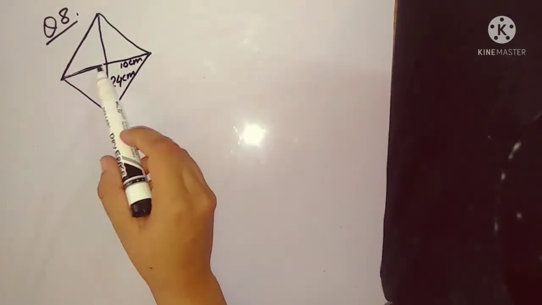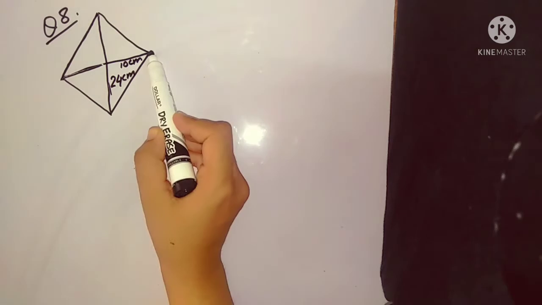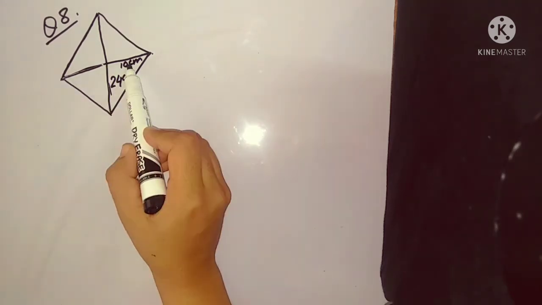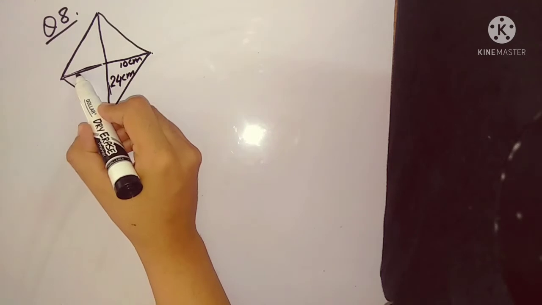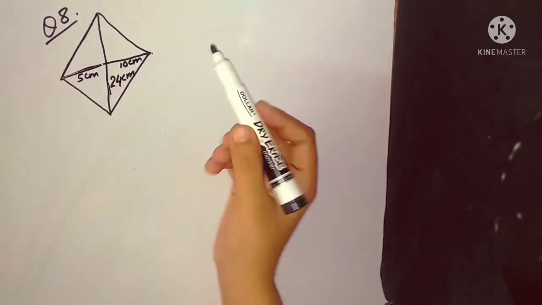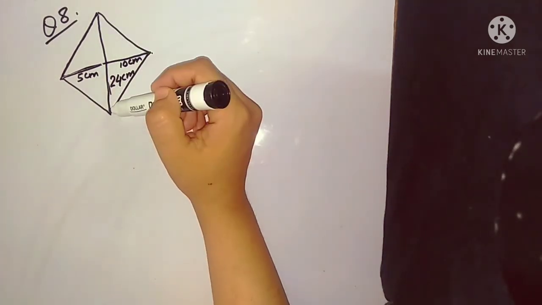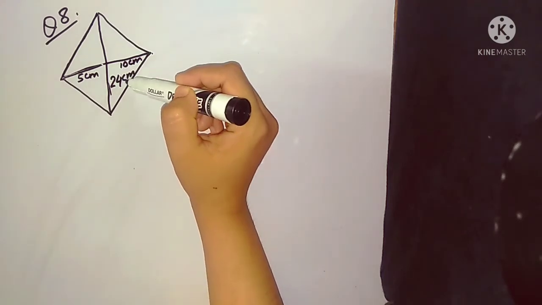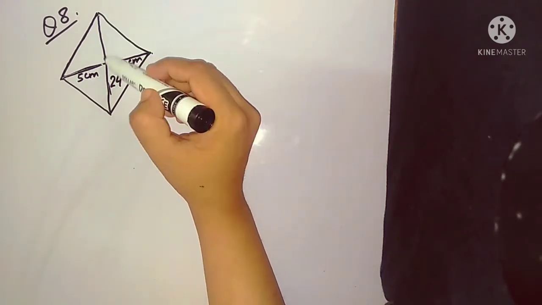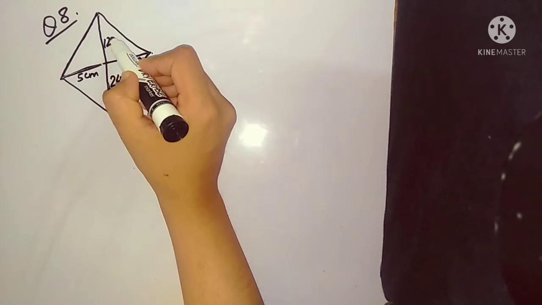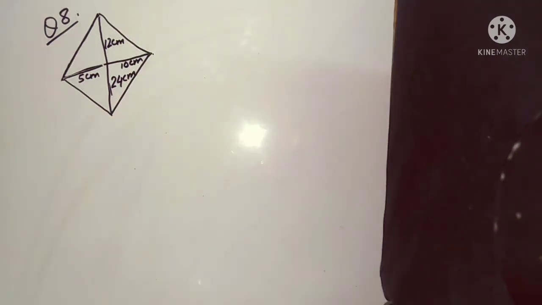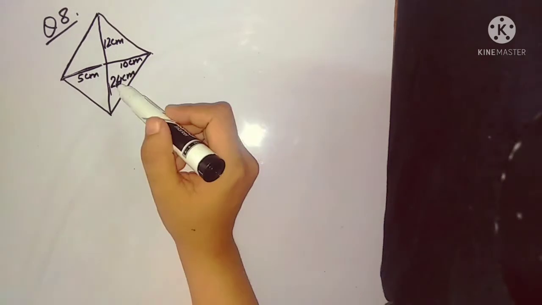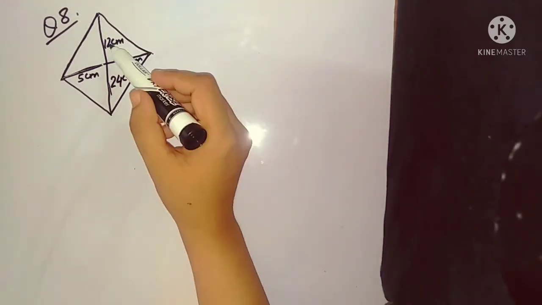Now what is the base? As you can see, the length from here till here is 10. So it means that the length from here till here will be half of 10, so it will be 5 centimeter. And you know that the length from here till here is 24 centimeters, so the length from here till here will be half of 24, which is 12 centimeter. I have divided the lengths because the full length is 10, so half length from here till here will be 5, and I have divided 24, so from here till here it is 12.